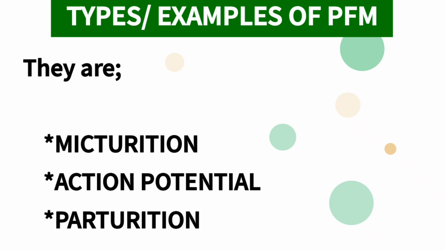Parturition. The contraction of the uterus leads to release of oxytocin, which increases its contraction and opening of the cervix. And so this occurs until the fetus is expelled from the uterus, and works in a positive feedback mechanism. That's all on the types of the positive feedback mechanism.